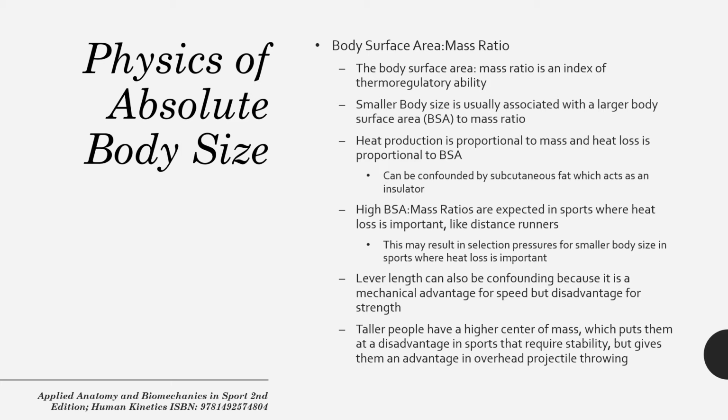Also, our lever lengths can confound this ratio because it's a mechanical advantage for speed, but a disadvantage for strength. So what does your sport need? Do they need you to regulate your temperature efficiently? Do they need you to be strong? Do they need you to be fast? Also, another thing that can mess with these ratios is that taller people tend to have higher centers of mass, which puts them at a disadvantage in sports that require stability, but you have an advantage in overhead projectile throwing. So all of these aspects are going to come together to build what is the best body type, body size for a sport.